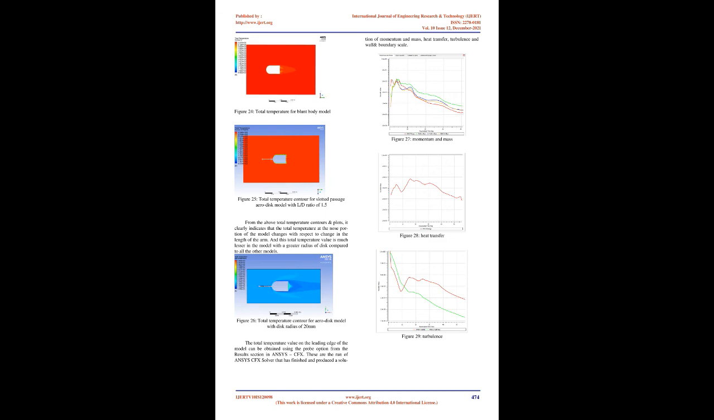The blunt body model has a strong shock wave formed at its nose part, so the temperature at the nose part is higher since the recirculation region is much smaller compared to the models with aero-disk attachment. Whereas, in the case of the models with aero-disk attachment, due to the presence of the low-pressure recirculation regions, the static temperature values are much less compared to the blunt body model.